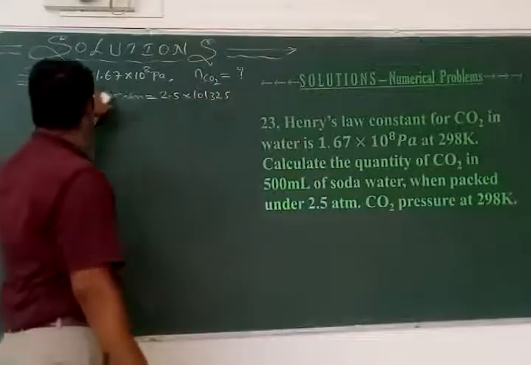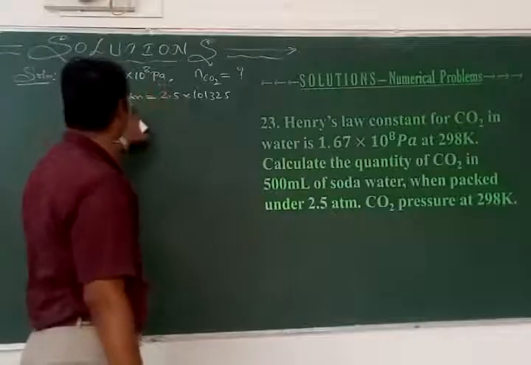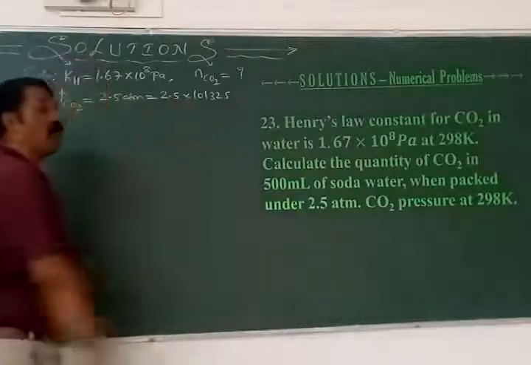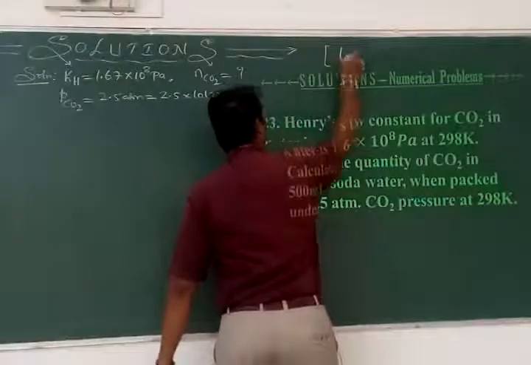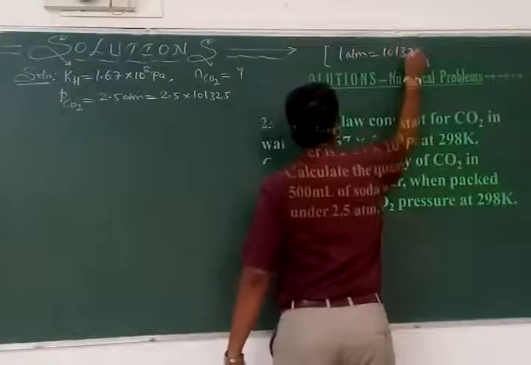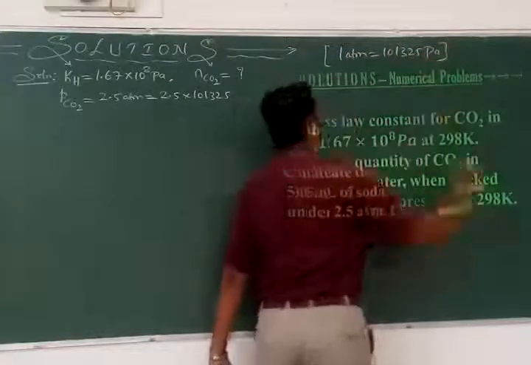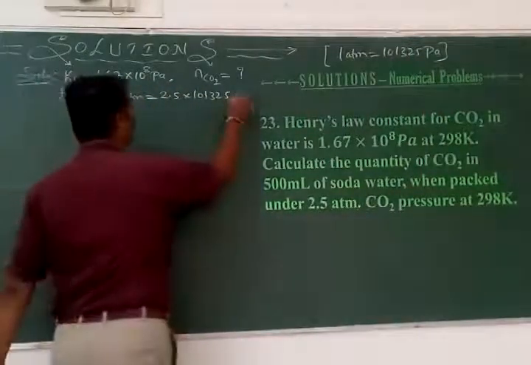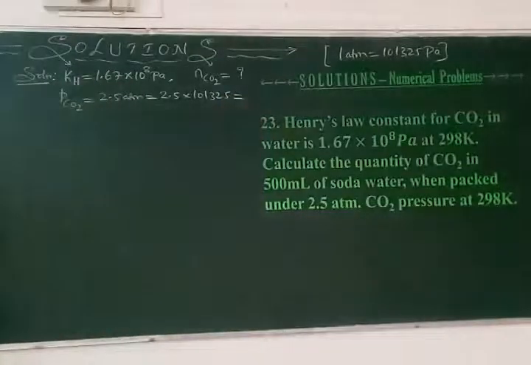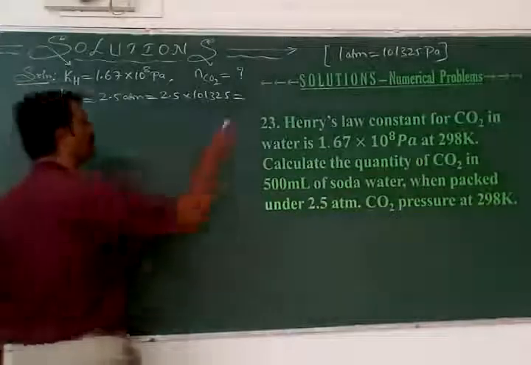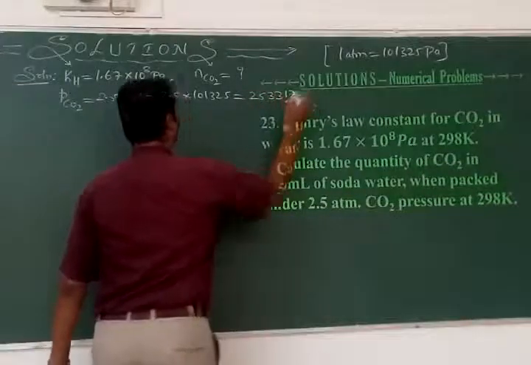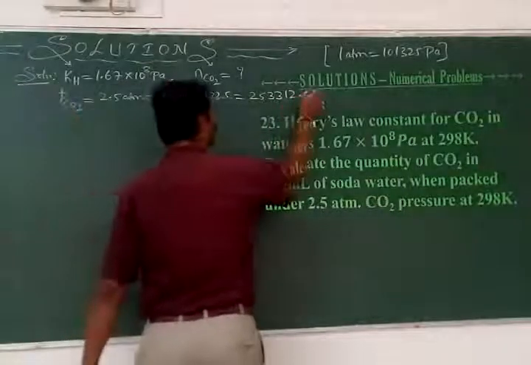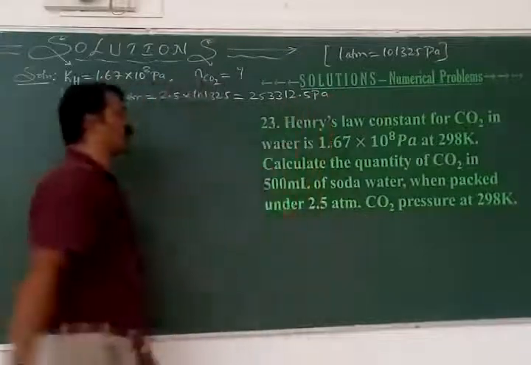Why? Because this Henry's law constant is expressed in a pressure unit of pascals, but here it is in atm. Therefore, convert atm into pascals by multiplying with 101,325, because 1 atm is 101,325 in terms of pascals. On simplification, I will get the value as 253312.5 in terms of pascals. Because KH is expressed in pascals, this is also expressed in pascals.